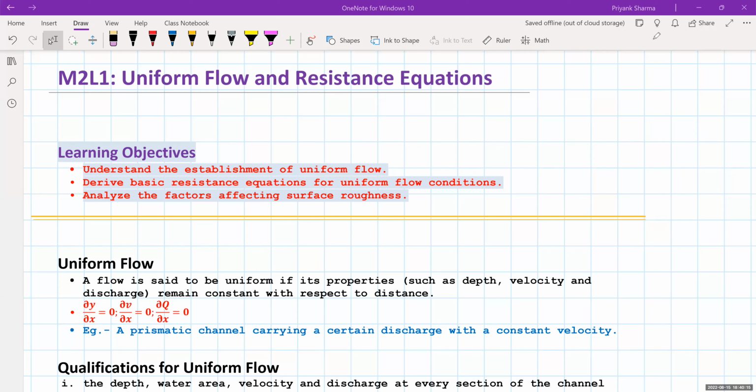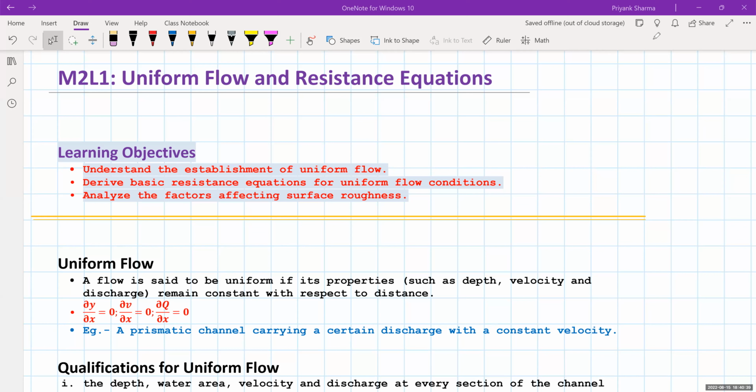Good evening, everyone. Today we'll begin with our module 2, that is uniform flow. So in that first lecture, we'll discuss the basics of uniform flow and resistance equations. The learning objectives of today's lecture are: understand the establishment of uniform flow, derive the basic resistance equations for uniform flow condition, and analyze the factors affecting surface roughness.